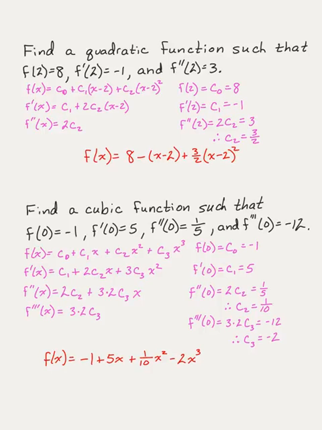All right, so you can follow the work that we have used here, this being our generic form for a cubic. And we found the first, second, and third derivatives and set those equal to the values that were given to find c sub 1, 2, 3, and substituting them into our generic formula right here. We end up with f of x is -1 plus 5x plus 1/10 x squared minus 2x cubed.